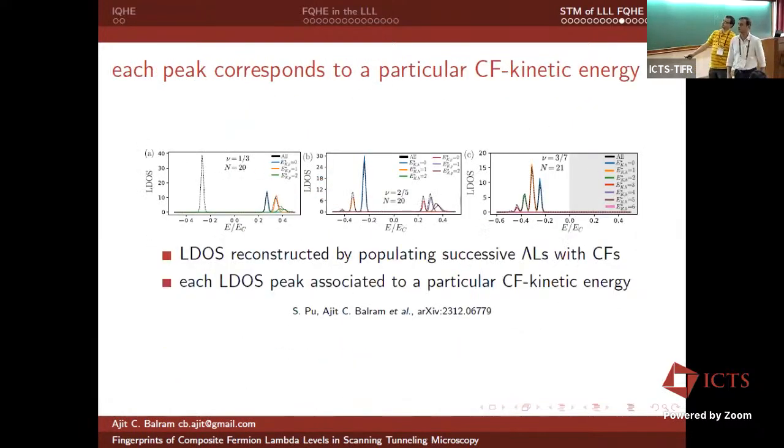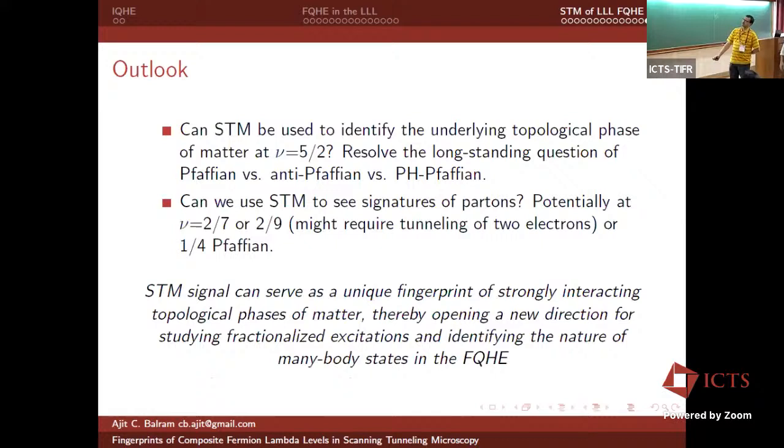In your outlook, you mentioned 5/2 states, right? So that's not really seen in any of the graphitic systems. No, bilayer graphene sees 5/2, but STM hasn't been done yet on it. Detailed STM measurements haven't been done yet.